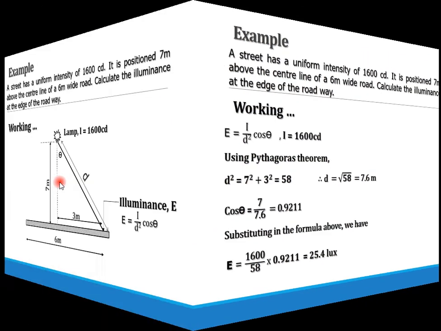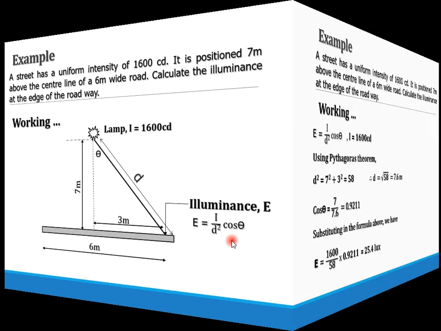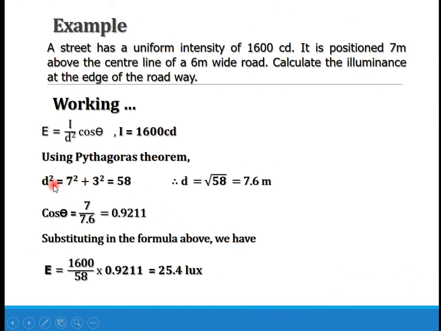As what we would have in the equation, we have 7 and also 3. So to determine D, D squared is going to be 7 squared plus 3 squared. So that's what we have here. So 7 squared plus 3 squared is going to be 58. But then for the value of D, we have to find the square root of D squared. So it's going to be the square root of 58, which is 7.6. So the value of D is 7.6.